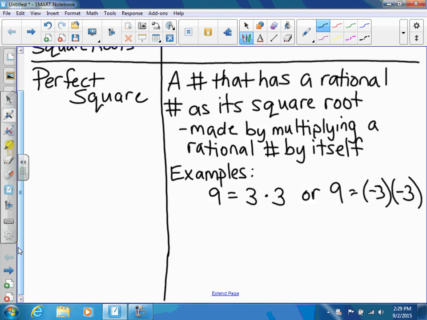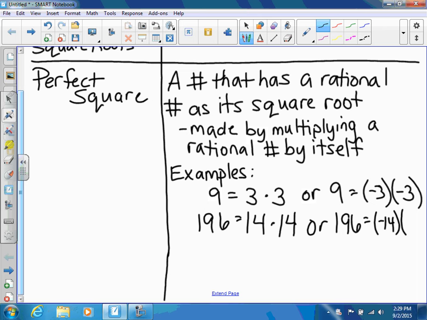Right, so if I do another one, if I take the number 196, that is made by 14 times 14. Or if you want to look at the counterpart to it, 196 can be made by -14 times -14, because a negative times a negative makes a positive. So they both are legitimate ways to approach and get that same number of 196.